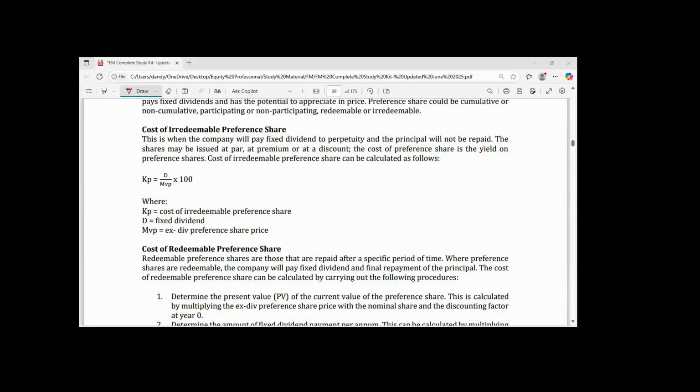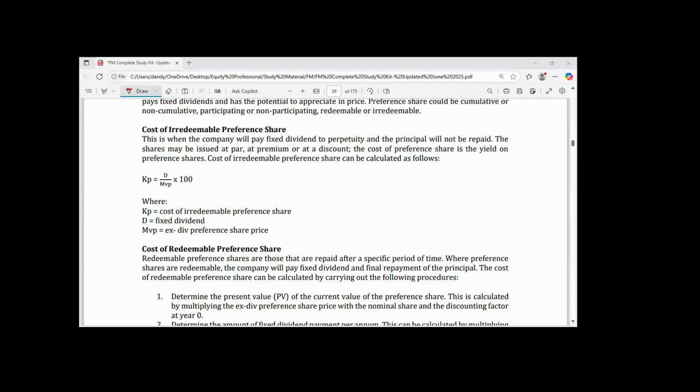And in the event of liquidation of a company, when a company liquidates, the preference shareholders will be settled before the ordinary shareholders. Of course, after the debt holders must have been settled, because there is an order of settlement in the event of liquidation of a company. But what we are saying in essence is that cost of preference share represents the ratio of fixed dividend to ex-div share price.